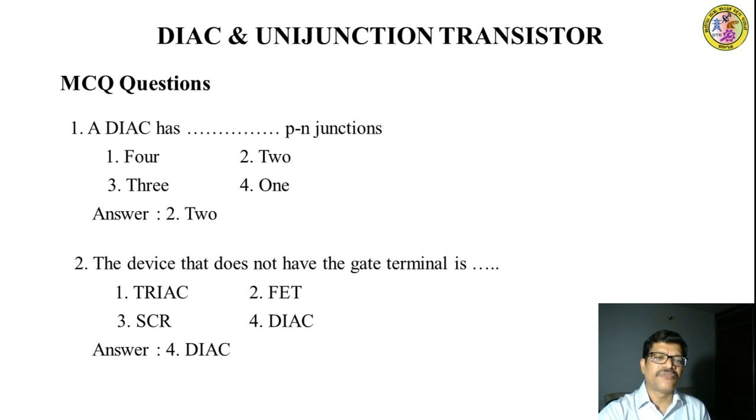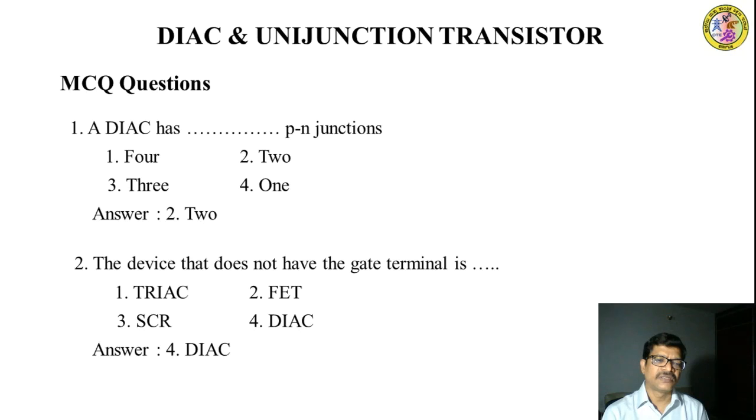Now is the time for assessment. Let us answer a few multiple choice questions. Question number 1. A DIAC has dash PN junctions: 4, 2, 3 or 1. The answer is 2 PN junctions.